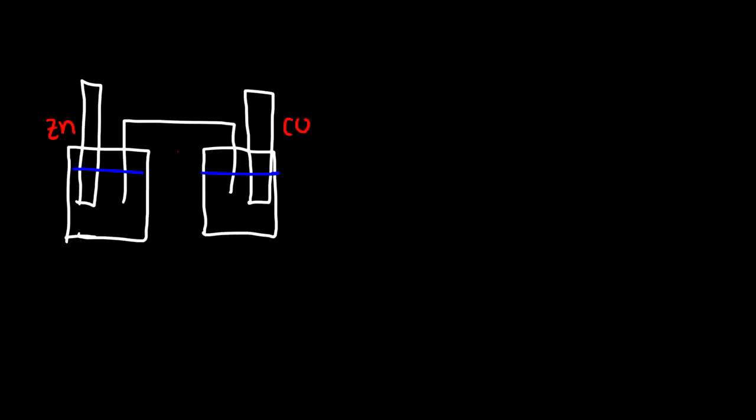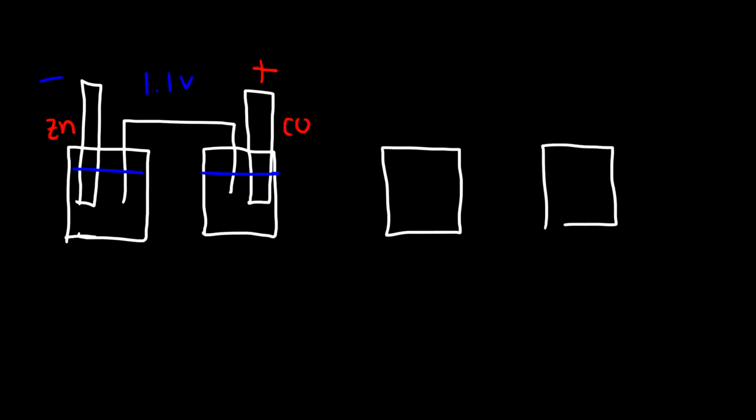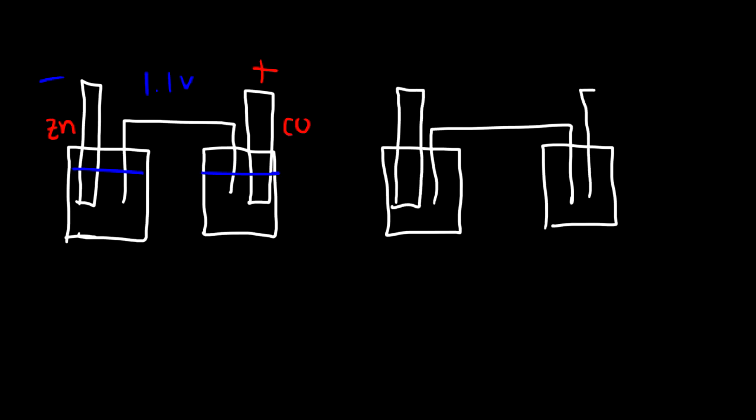Now we said that the copper electrode in this example was the positive terminal, and the zinc was the negative terminal. And so this cell will produce a voltage of 1.1 volts. Now let's draw another cell right next to it. So we still have the same salt bridge. Here's the zinc electrode, and this is going to be the copper electrode.